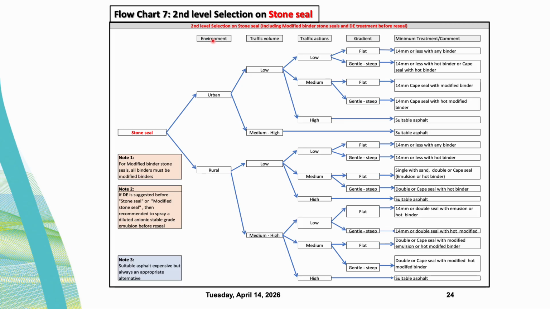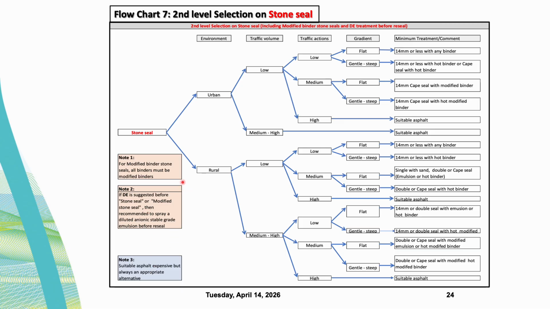Again, your environment is either urban or rural. Your traffic volume can be low or high or medium. Traffic actions, meaning trucks running in and out, intersections, can be high or low, and the gradient of your road area can be flat or very high, as indicated here. So there are some notes that one can read on your own time.